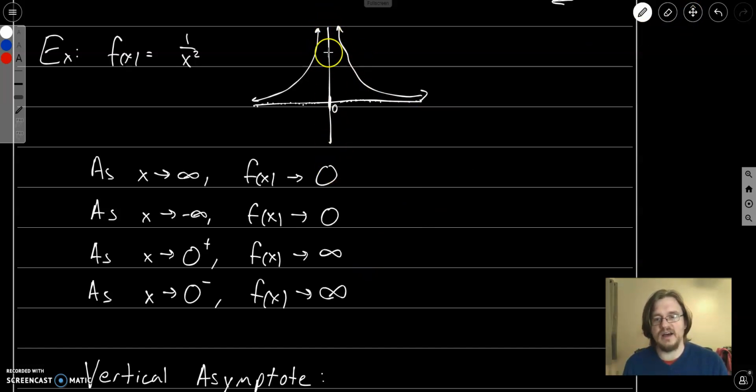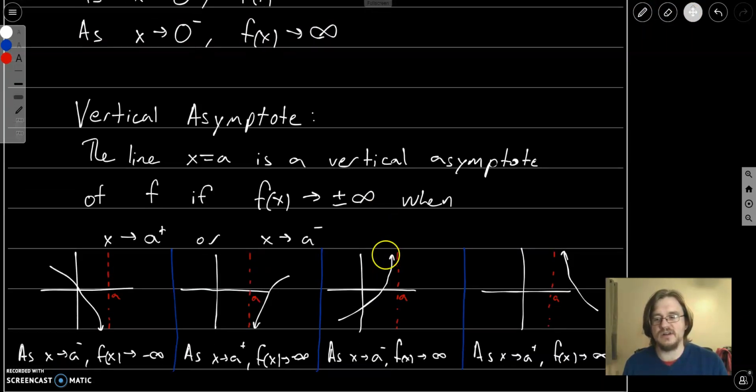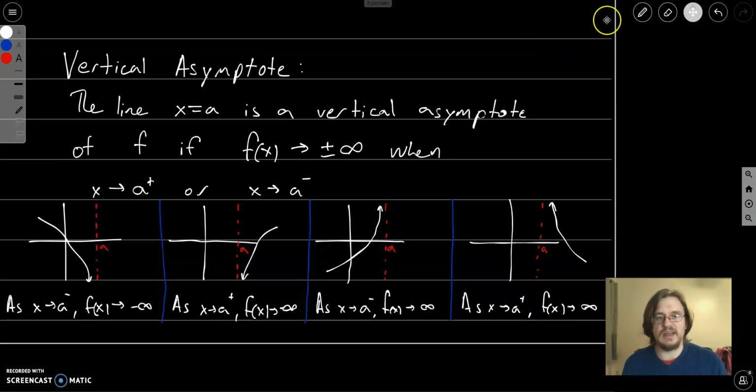This phenomenon right here is called a vertical asymptote. And the idea is that as we get close to 0, our function shoots up, or it could be shooting down. But as long as it goes to infinity, this is what's called a vertical asymptote. So again, if you have a line x is equal to a, so this is a vertical line, this is called an asymptote if the function shoots off to negative infinity as we get closer to the line, or it shoots off to plus infinity as we get closer to the line.